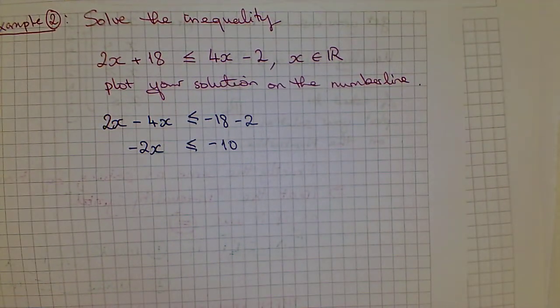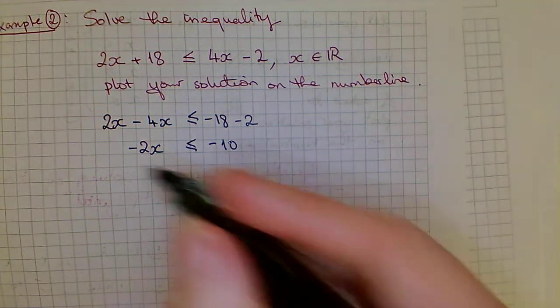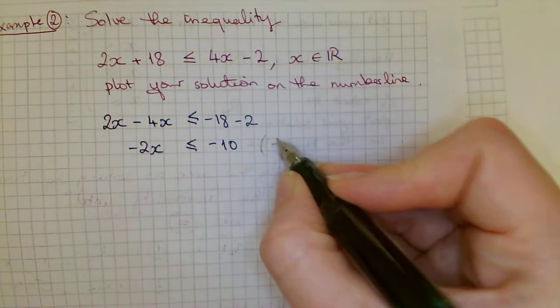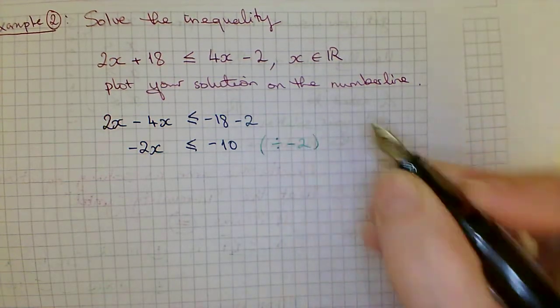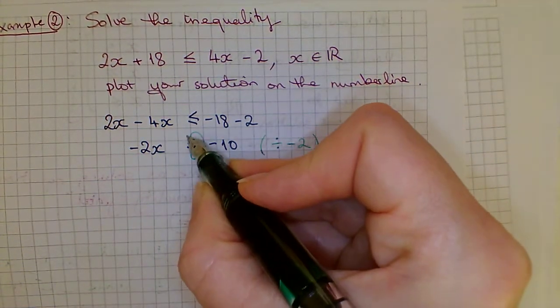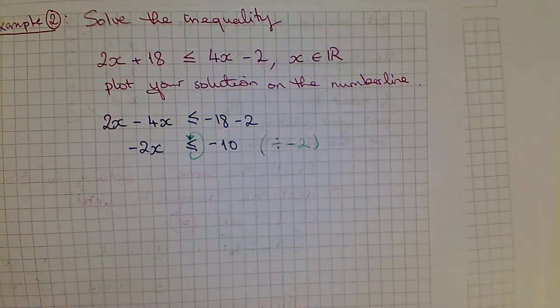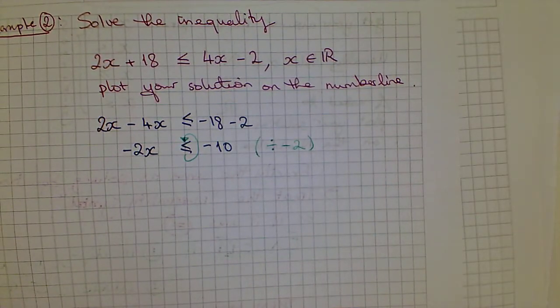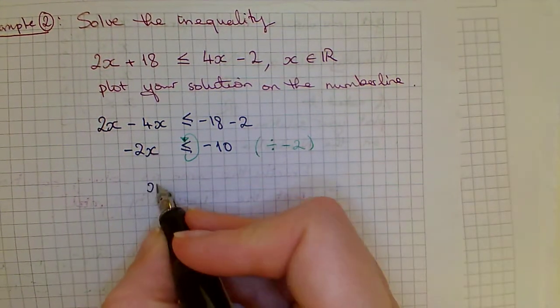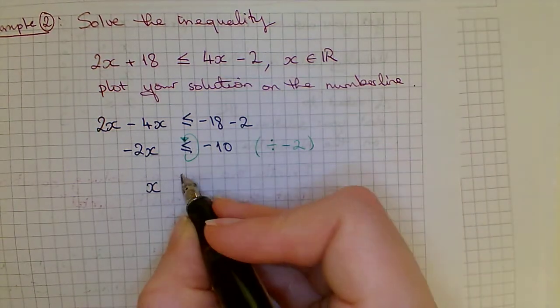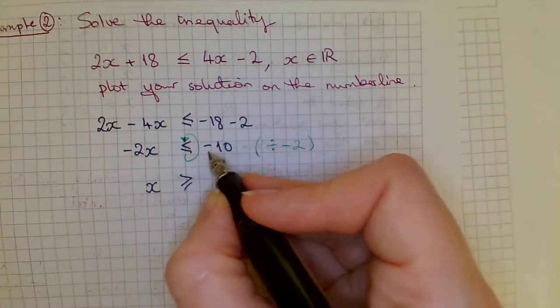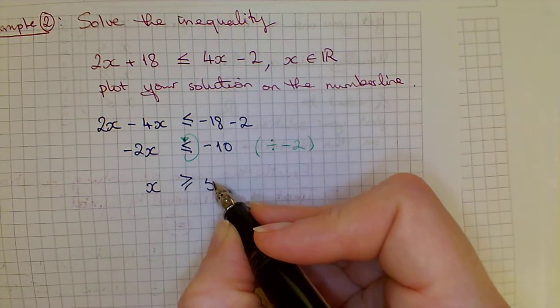Now, if this was an equals, we would divide across by minus 2. So that's what we're going to do now. We're dividing by a minus 2, which means my inequality symbol is going to turn around. Minus 2 divided by minus 2 is 1, and I get x, which is what I wanted. This becomes a greater than or equal to sign. Minus 10 divided by minus 2.